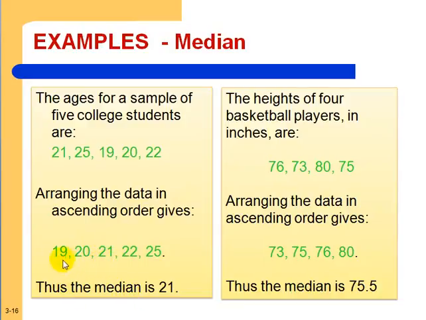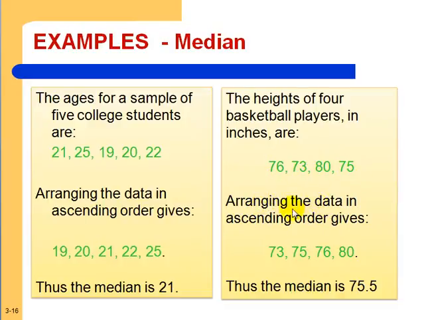For this group of data, which has an odd number of values, we just find the middle one. How about if we have a group of data with an even number of values? For example, the heights of 4 basketball players in inches are 76, 73, 80, and 75. How do we find the median of this group of data?